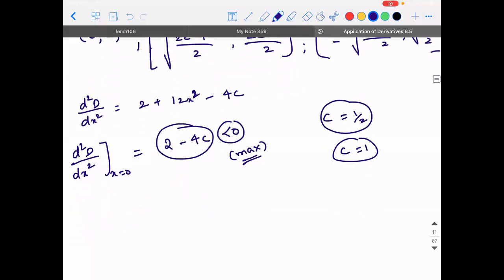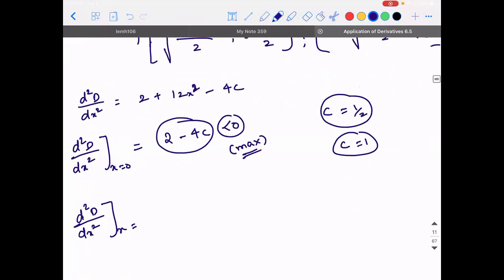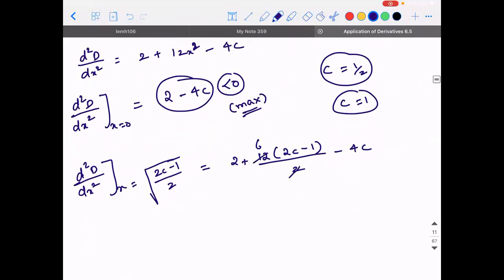Right? What about d square y by dx square at x is equal to root of (2c minus 1) by 2? So it will be 2 plus 12 into (2c minus 1) divided by 2 minus 4c. Okay, this and this will get cancelled. So 2 plus 12c minus 6 minus 4c. That is minus 4 plus 8c. So what is the least value of c? Have they given greater than or equal to?